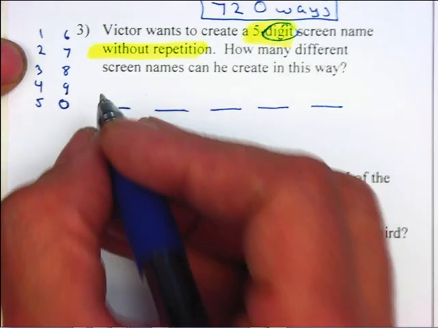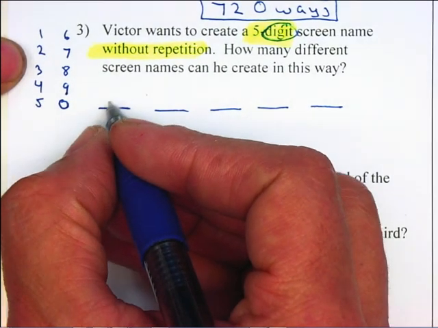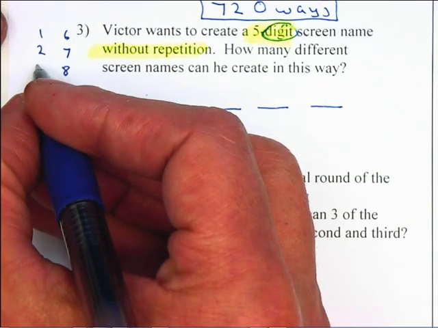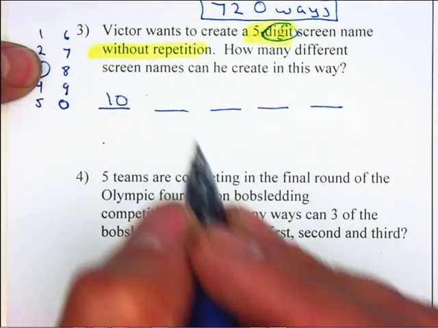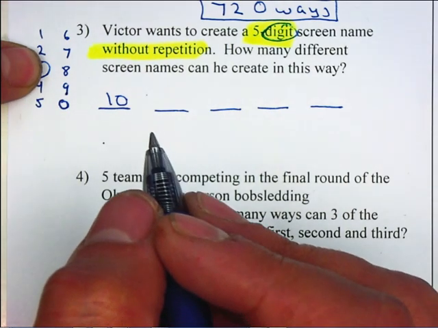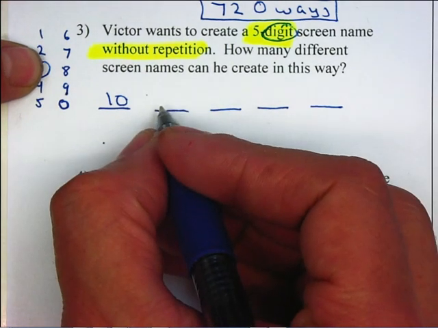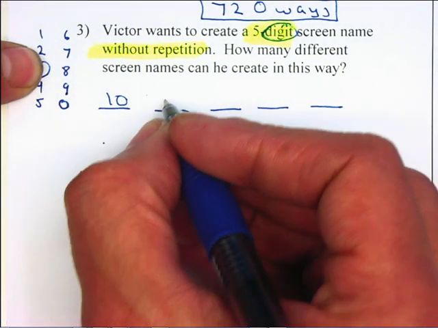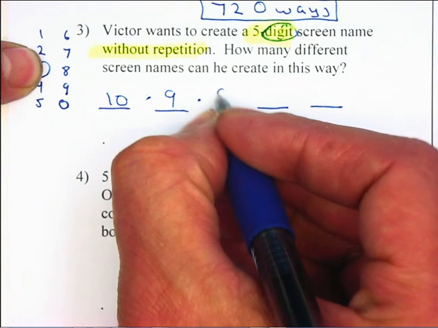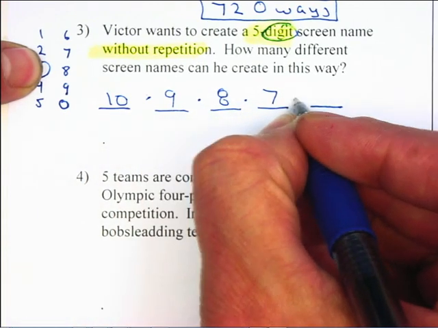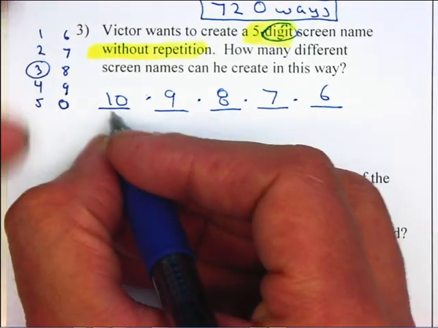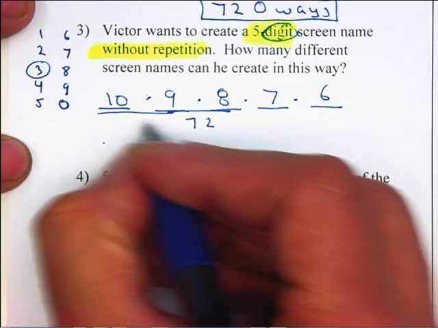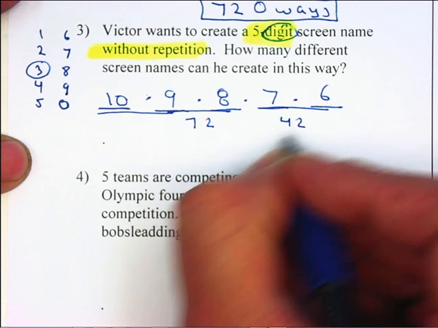So how many digits are available for the first spot? Let's see, 10 of them. Now let's assume that you selected one of them. You selected 3 for that spot, for your screen name. How many are available for the next one? You already took one out, so it'll be 9, 8, 7, 6. Multiply that. That gives me 90. Well, let's multiply this out, gives me 72. Multiply this out, gives me 42.